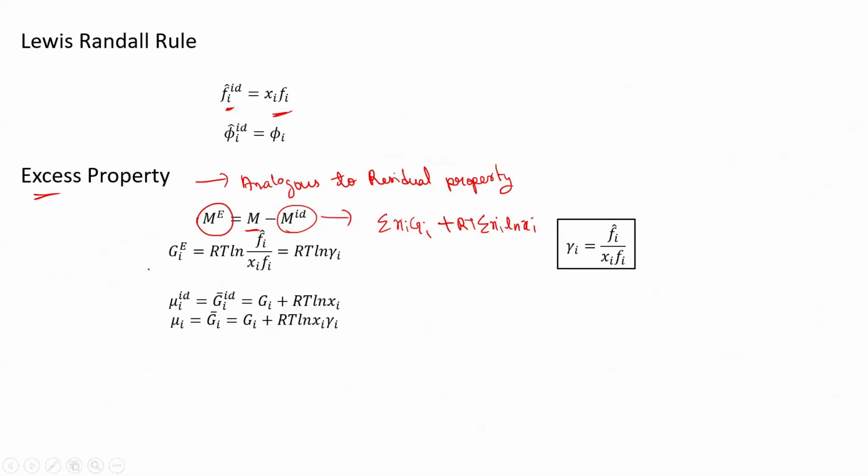And now, this M also can be expressed as the sum of xi M_i plus RT sum of xi ln xi, plus the excess property.